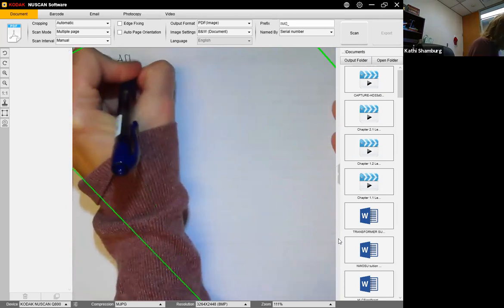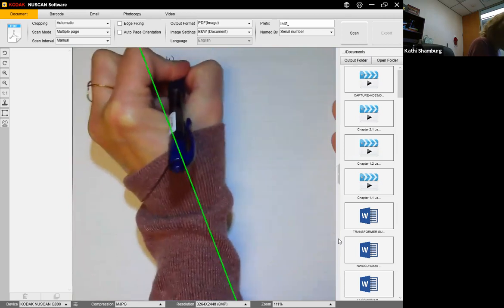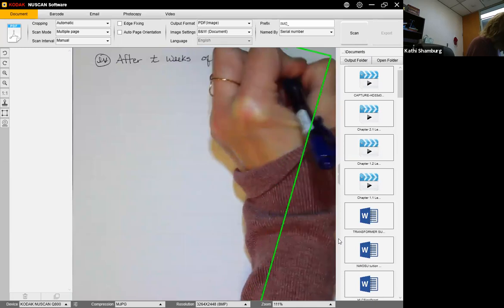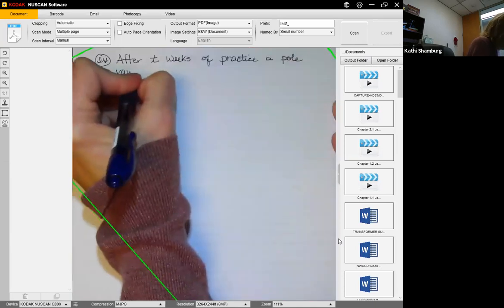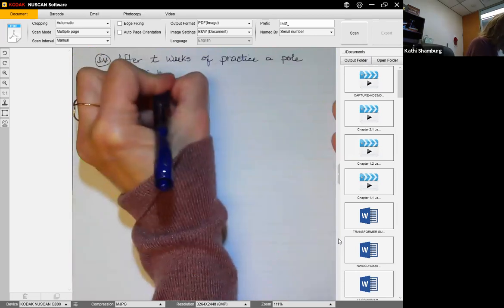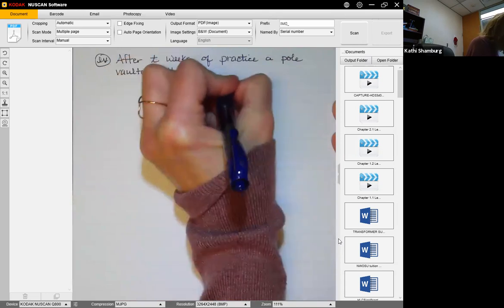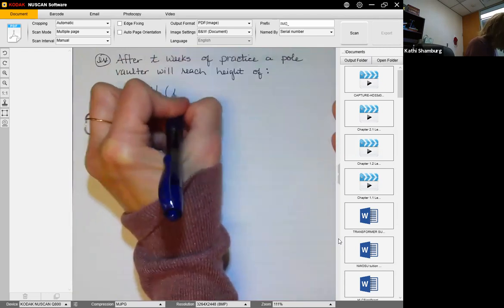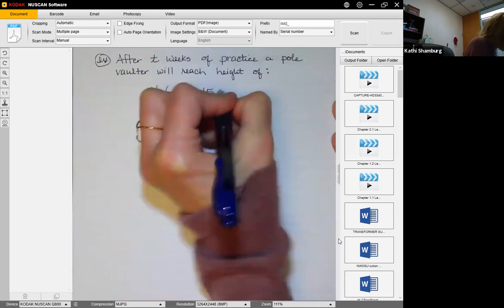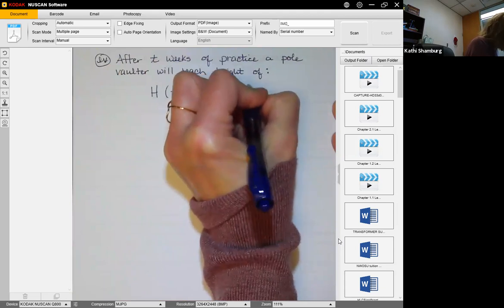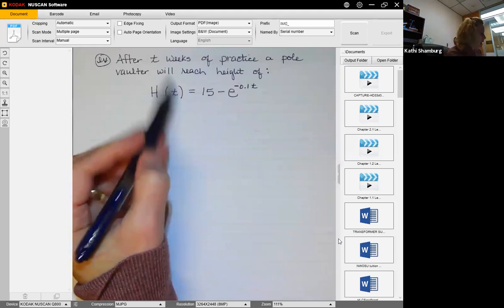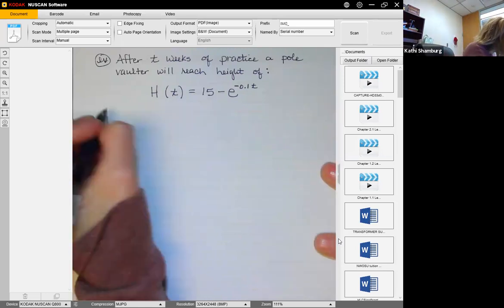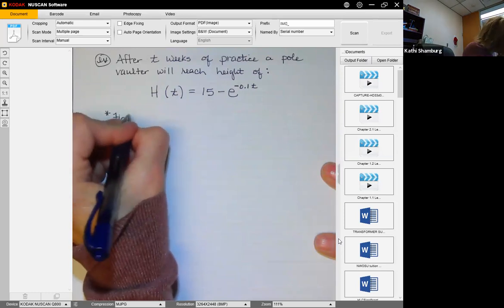After t weeks of practice, a pole vaulter, my nephew did the pole vault, will reach a height of, and then we are given the function h of t equals 15 minus e to the negative 0.1 t. So t represents weeks. So 1 week, you put it in the function and it tells you what height will be reached.